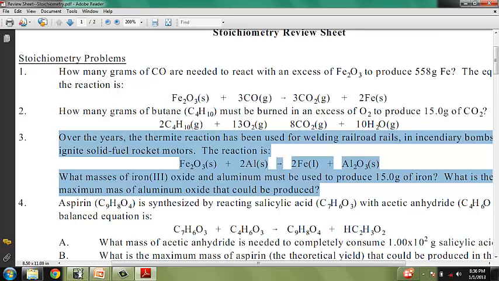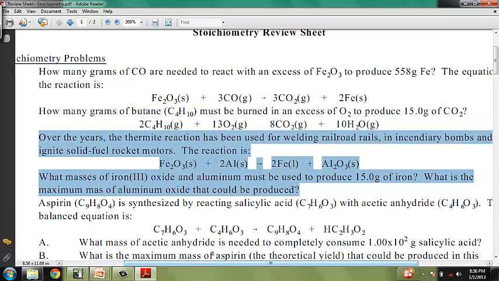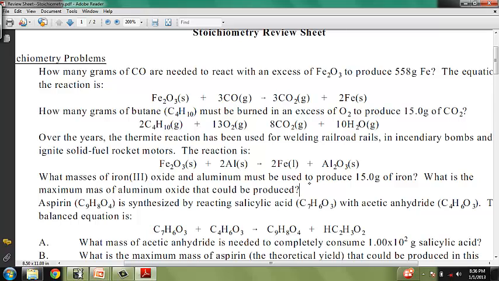The reaction is blah, blah, blah. What masses of iron 3 oxide and aluminum must be used to produce 15 grams of iron? What is the maximum mass of aluminum oxide that could be produced? Yes, I know there's a typo. Okay, so there's actually 3 things that I need to calculate.